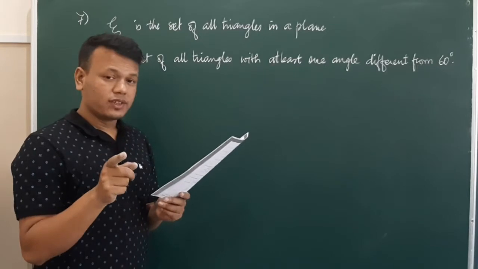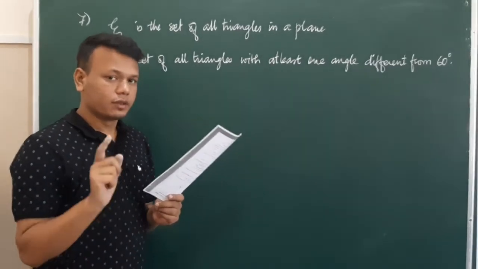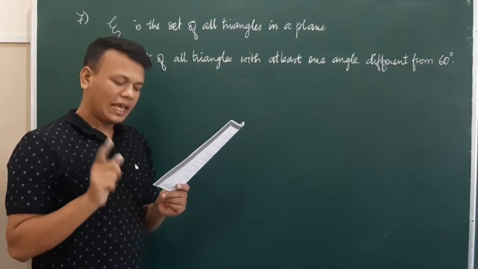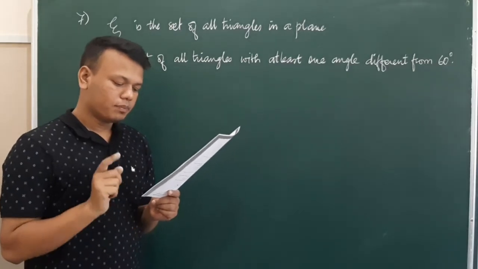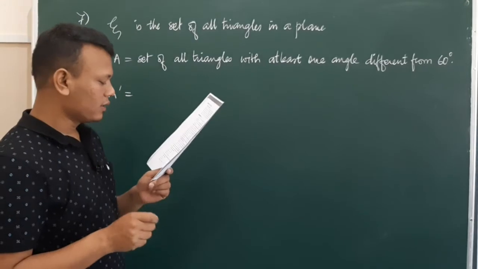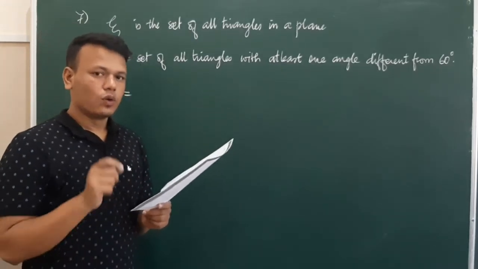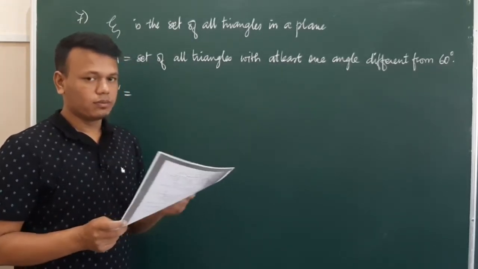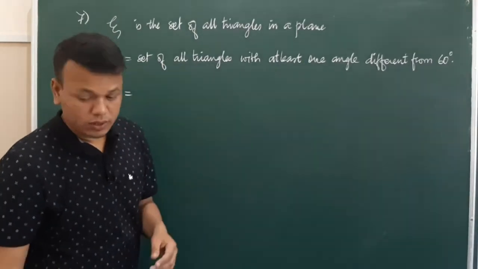Now what do you mean by xi? Xi is the universal set, remember that. If A is the set of all triangles in the same plane with at least one angle different from 60 degree, what is A dash? Okay, so A dash means A complement. So that's what we need to find.